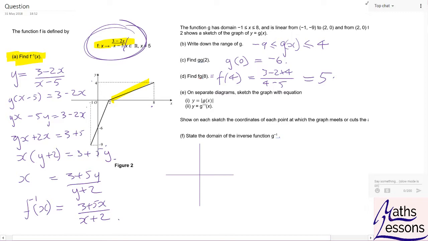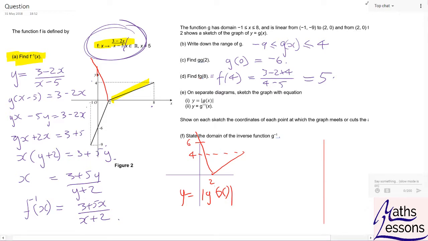So it's not going to go through 4, it's going to go a bit further up, through 6. So let's just draw that. We've got this point at 2, then we cross there, and let's make sure that bit crosses here at 6, and therefore this is still going to be at 4. So this is y equals mod g of x. Now let's just do the next one.